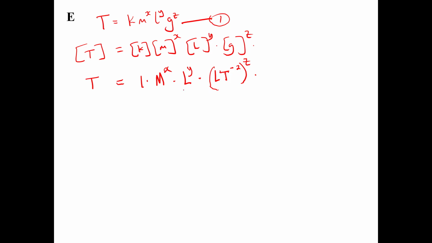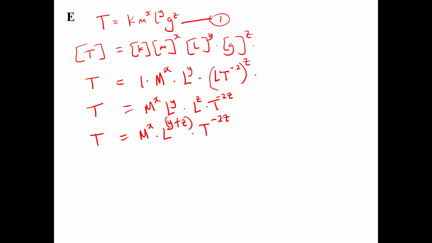So rearranging this, it's the same as capital T is equal to M power x, L power y, times L power z, times capital T power negative 2z. And this is the same as capital T is equal to M power x times L power y plus z, times T power negative 2z. I'm simply simplifying this for all of us to follow. Remember that when multiplying values which have the same base but different powers, simply add the powers.